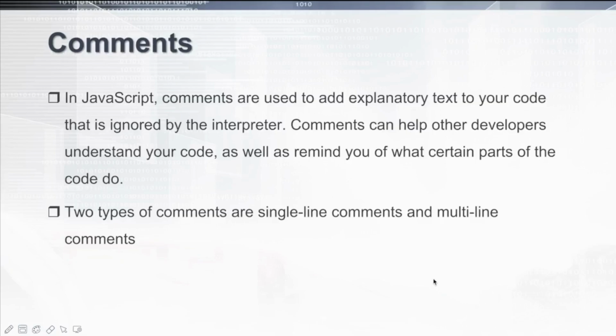So comments are very important, even though they are ignored by the interpreter. So in JavaScript, we have an interpreter. In other programming languages, we have a compiler. So comments are not translated into machine language, so they are ignored by the interpreter. So we have two types of comments. We have the single line comment and we have the multi-line comment. So let's look at how we can create comments.